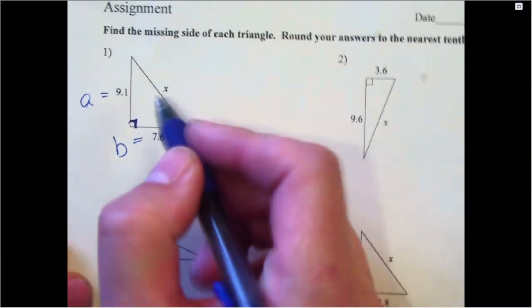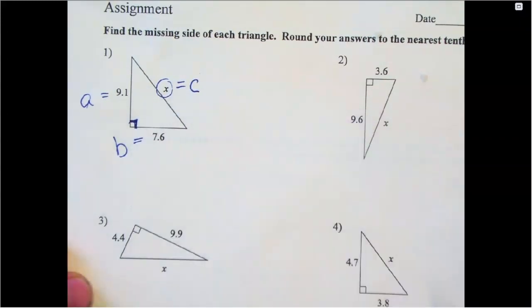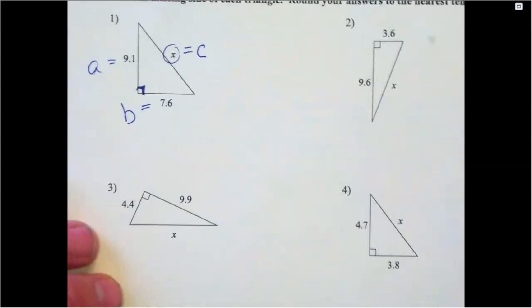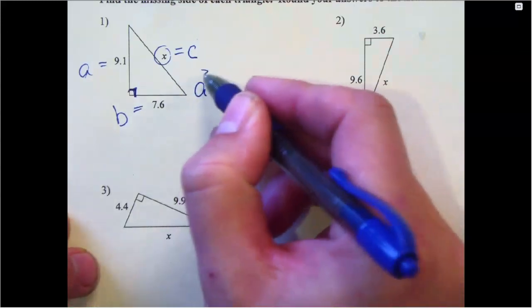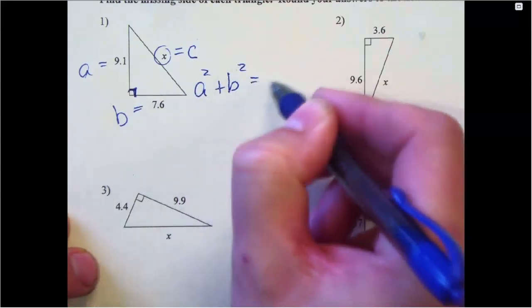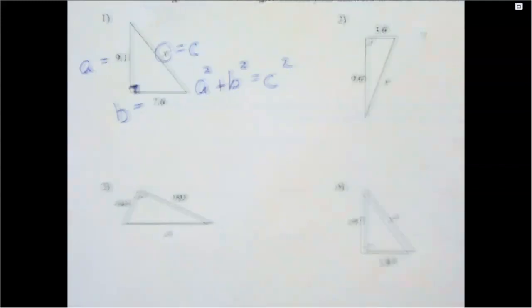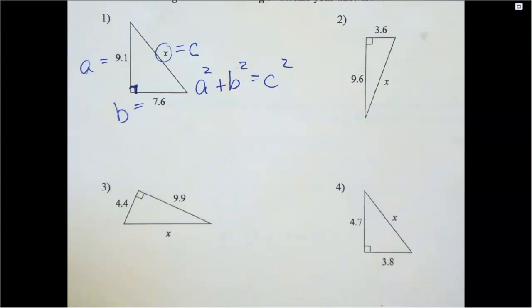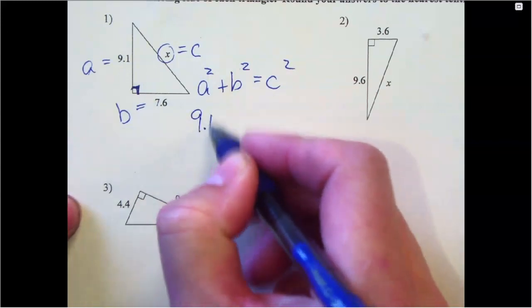And then the side we're looking for is X. In the Pythagorean theorem, it's usually called C, but you can do either. So the Pythagorean theorem says A squared plus B squared equals C squared, or X squared. You guys have seen this before, I think, right? In algebra, you do a little bit? Okay. So A is 9.1, so it's going to go 9.1 squared.